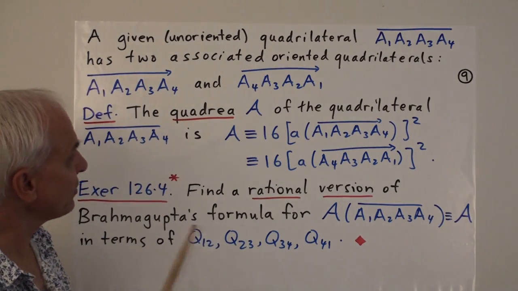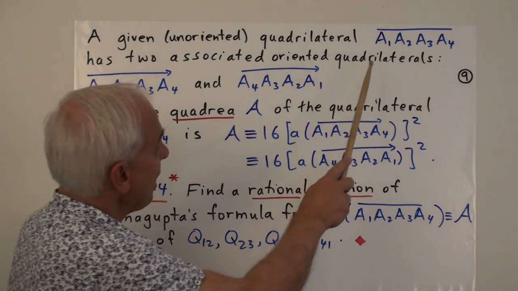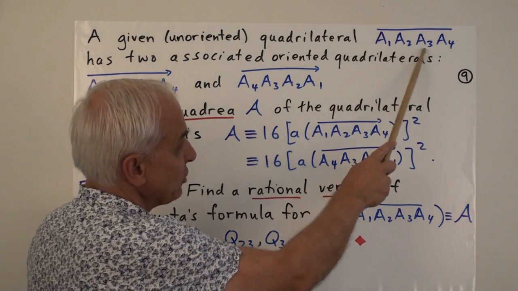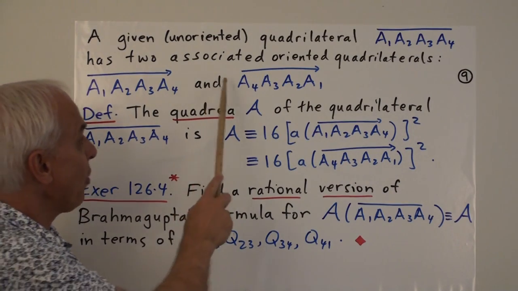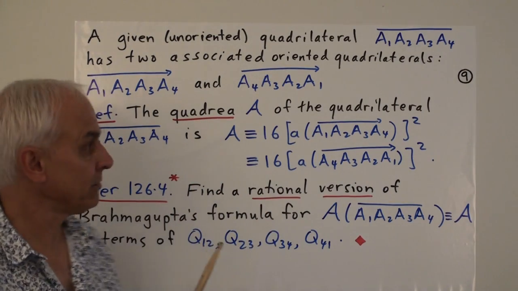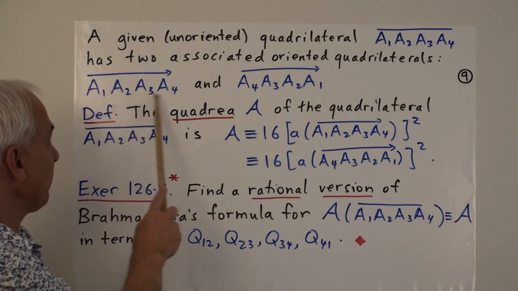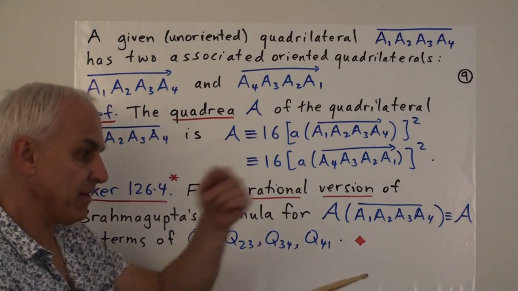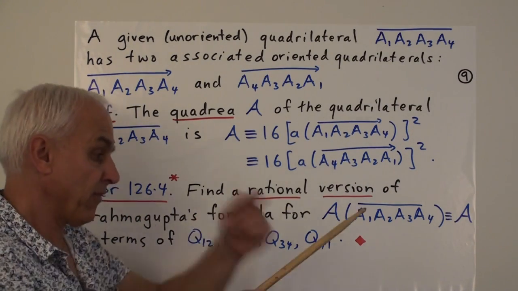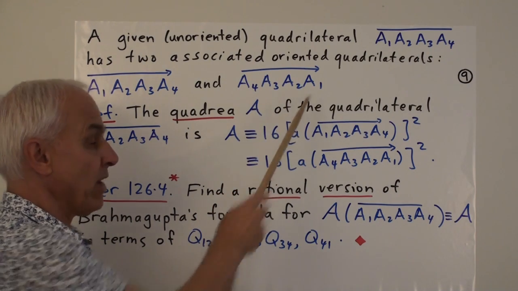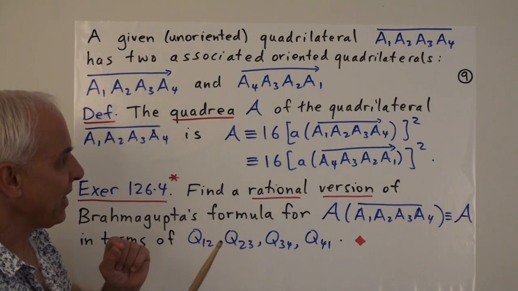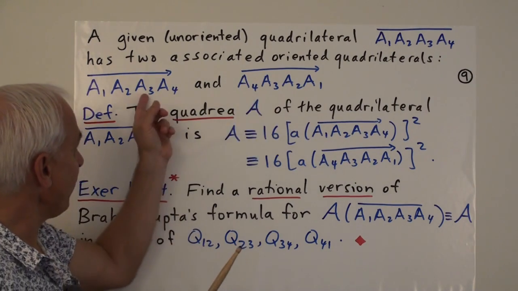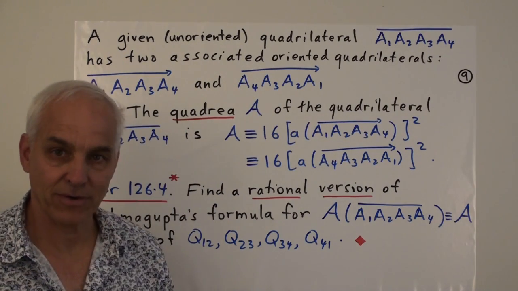And here's how we do it. First of all, we note that a given unoriented quadrilateral, say A1, A2, A3, A4, has associated to it two oriented quadrilaterals, namely A1, A2, A3, A4, going around exactly in this direction, or going around in the reverse direction, A4, A3, A2, A1. So if we take the areas of these ones, well, they are going to be negatives of each other.